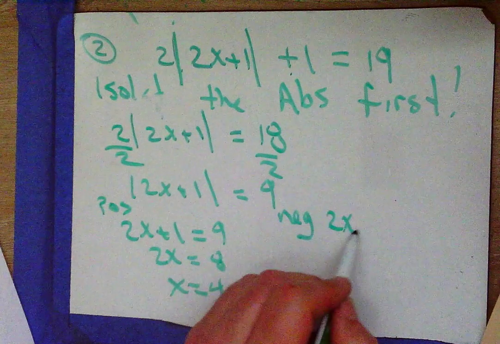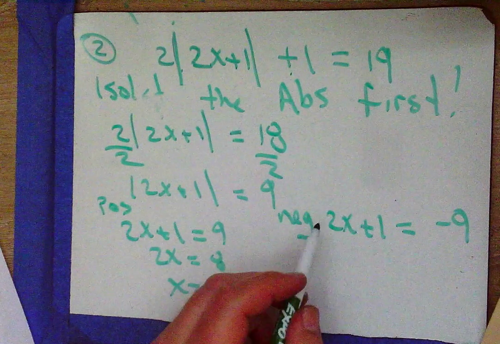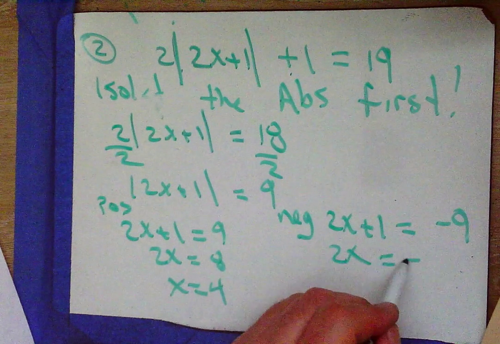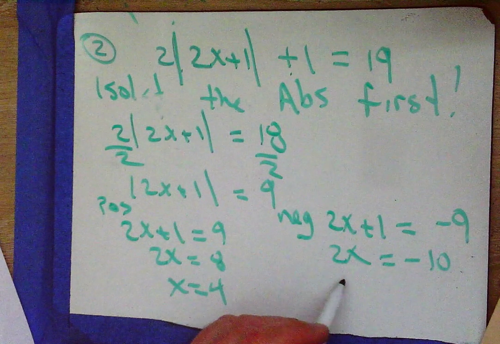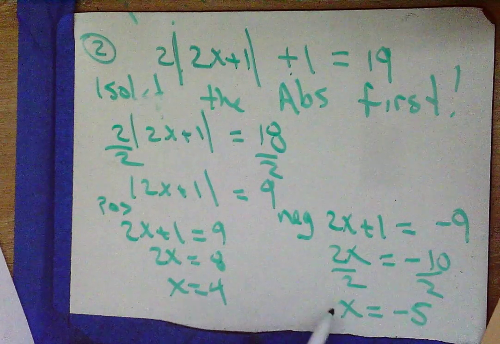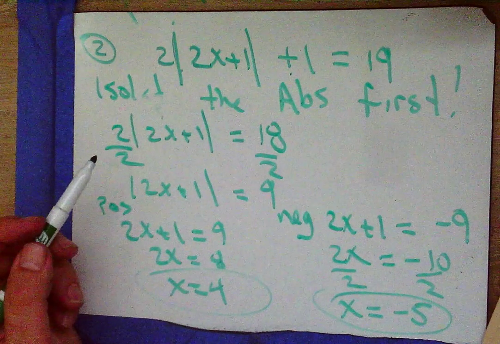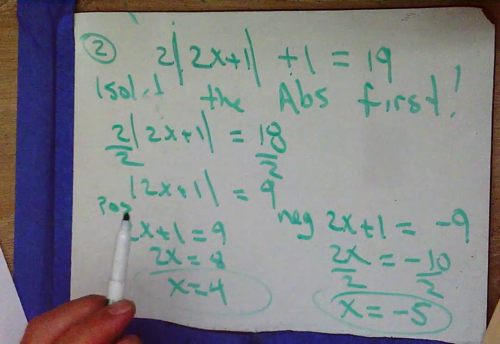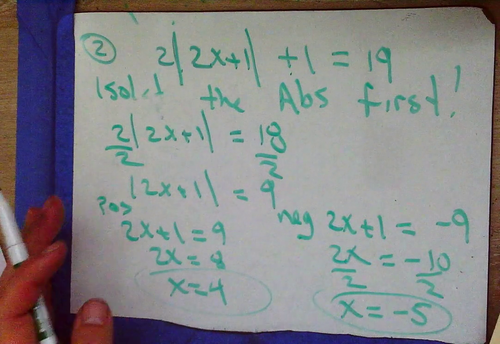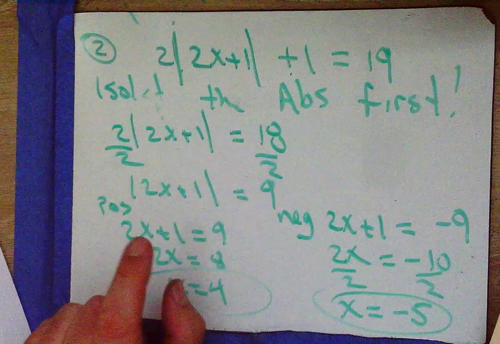So I'm going to have 2x plus 1 equals negative 9. So I'm going to subtract 1 from both sides and get negative 10 equals 2x. And then I'm going to divide everywhere by 2 and get x equals negative 5. Now remember, this is a must-check problem. Oh, no, it isn't. There's no algebra stuff over there. No, this is just an ought check. I ought to plug this back in, but I'm probably not going to.